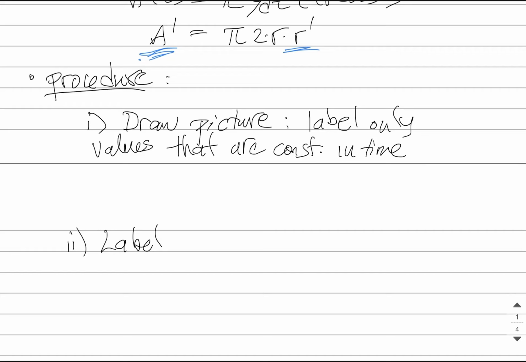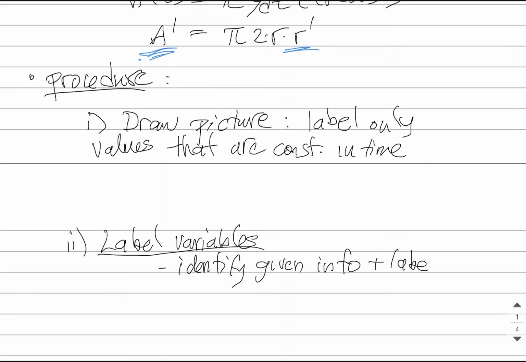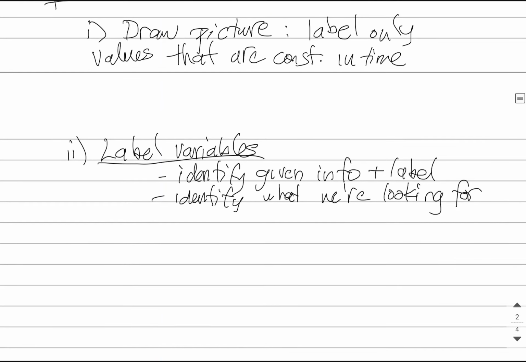The second step is that we should label our variables. We're going to identify the given information and label it in terms of what we're looking for. And then what we're going to want to do is identify what we are looking for. And that's going to be important because we need to know what it is we're trying to do all of this work for. And again, I will go through an example to try to clarify this for you.